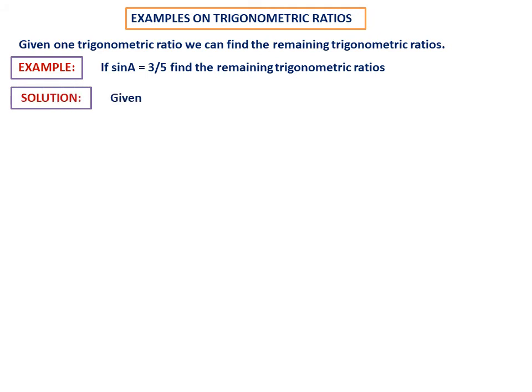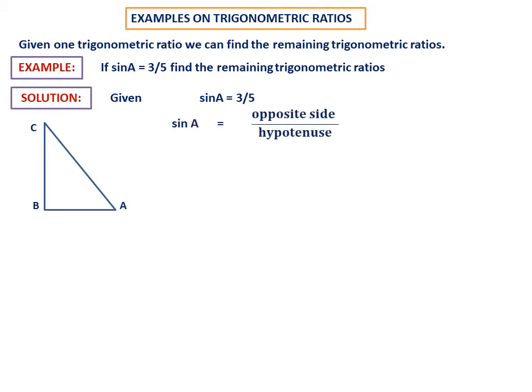Solution: given sine A equals 3 by 5. Now let us take any triangle, say ABC. Of course, what is the condition? One angle should be 90. That is B, we will take 90. Then we can take A. Therefore sine A equals opposite side by hypotenuse, which is BC by AC. Here, very important, you could even take BC equal to 3 and AC equal to 5.